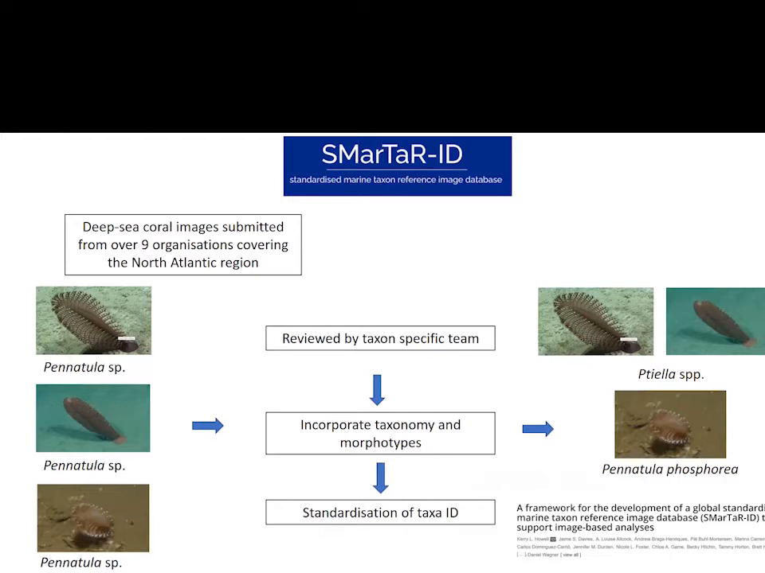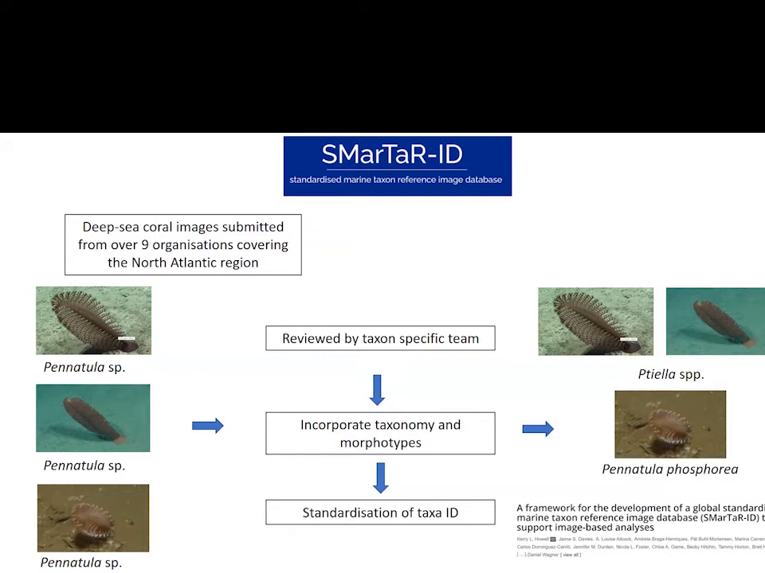So for the corals, the group that I'm leading, we've had 9 organisations covering North Atlantic fauna submitting data. So IFREMER, Guardline, NOC, and various other ones as well, I've probably forgotten. They're all submitted in different ways, and I've used these just as an example. So the 3 images on the left, 3 sea pen images, this isn't what's happened, but just to give a simple explanation, they could have all been submitted as Pennatula, but they're not all the same thing. And we need to know that.